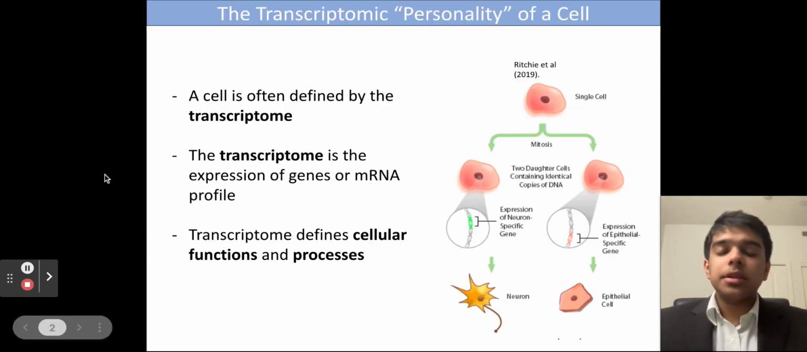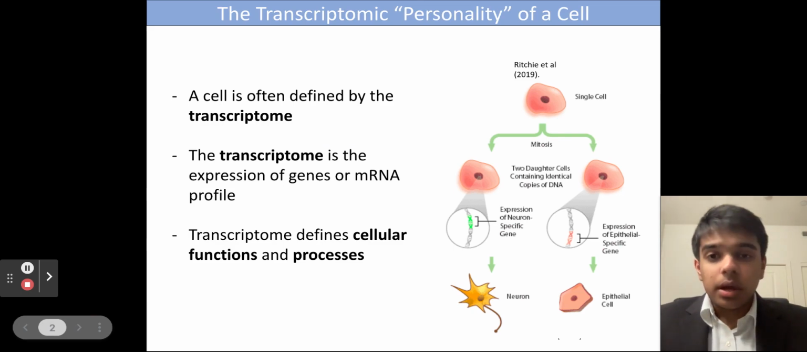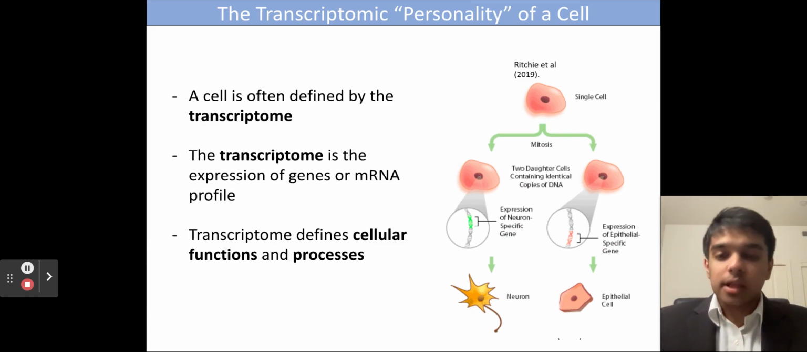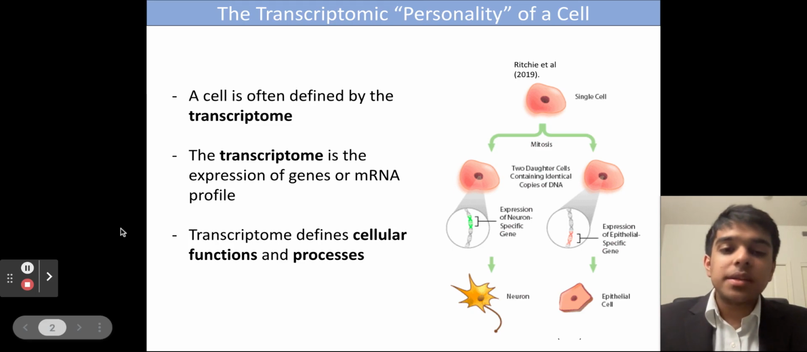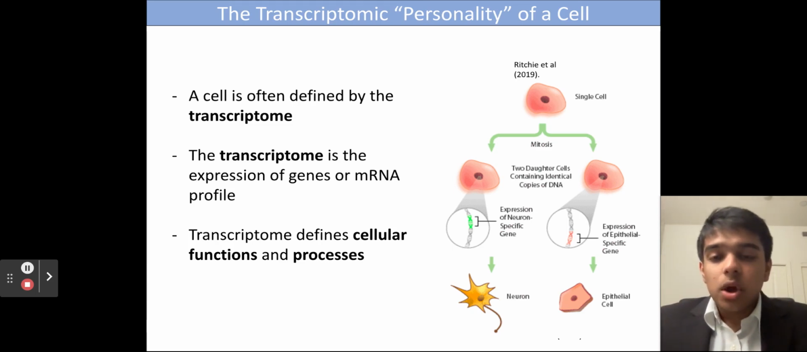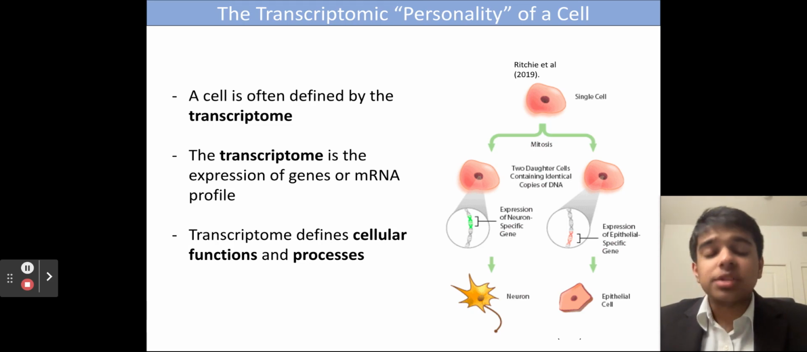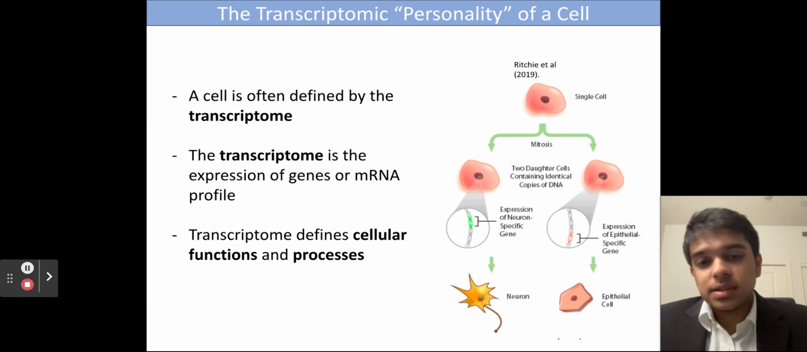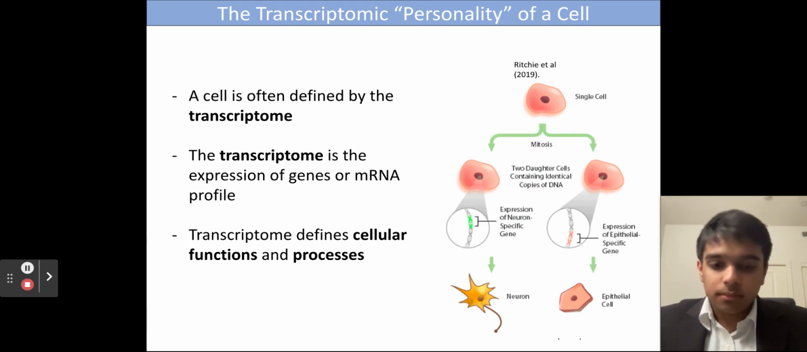So first, I would like to talk a little bit about the transcriptome. A cell's transcriptome is defined by the expression of its genes, or the mRNA profile of that specific cell, and it's crucial to defining cellular functions and processes such as cell identity, as shown in this diagram. So now this begs the question, what happens if you change the gene expression levels or the expression of the transcriptome? Well, that causes changes in the cellular functions and processes of that cell as well.